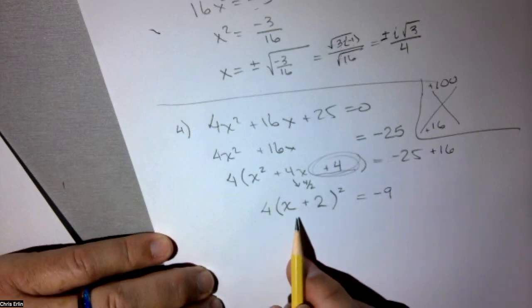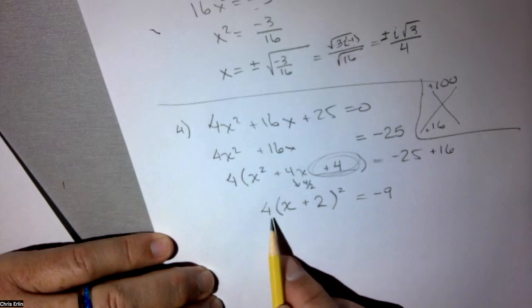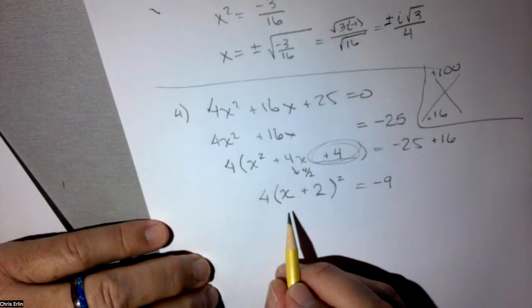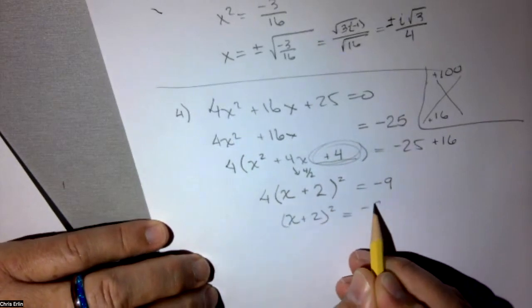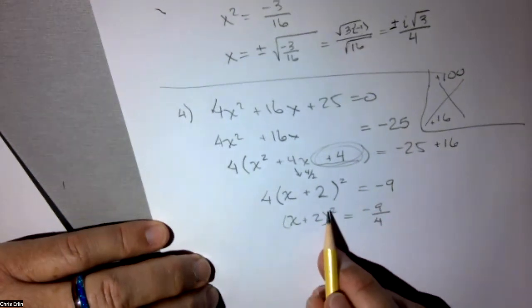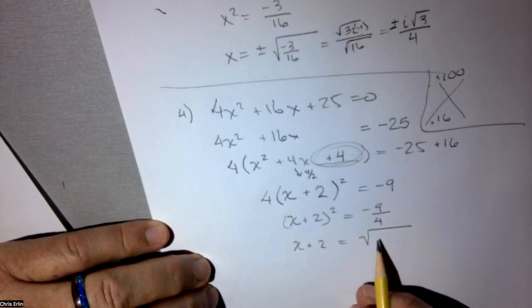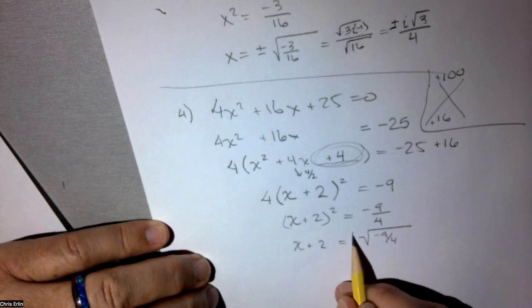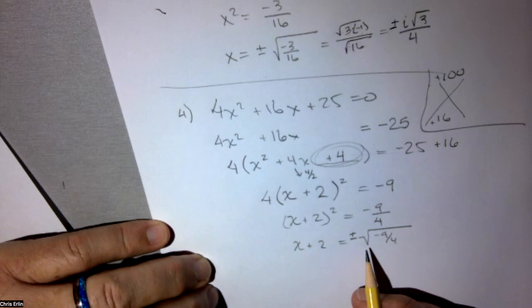And now to solve this, I'm going to use the square root idea. I'm going to get rid of the 4 by dividing both sides by 4. I get x plus 2 squared equals negative 9 over 4. Now I'm going to get rid of the square. x plus 2 is equal to the square root of negative 9 over 4. When I introduce the square root like this, it becomes plus or minus. And now I'm going to simplify this as best I can.